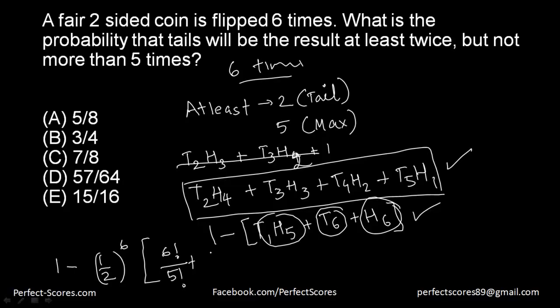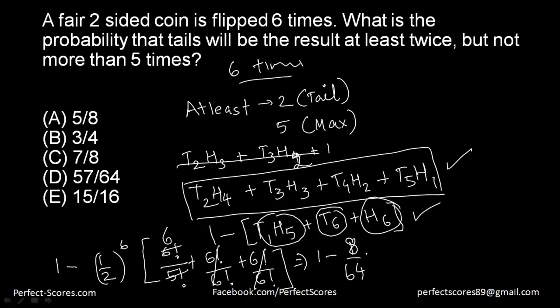This would be 6 factorial divided by 6 factorial, and this would be 6 factorial divided by 6 factorial. So this will come out to be 1 by 64, which is 2 to the power 6, into 6. This is 1 and this is actually 1. Right? So this is 6 plus 1 plus 1, which is equal to 8. That is 8 by 64, which is equivalent to 1 by 8. So 1 minus 1 by 8 is equivalent to 7 by 8, which is my answer.